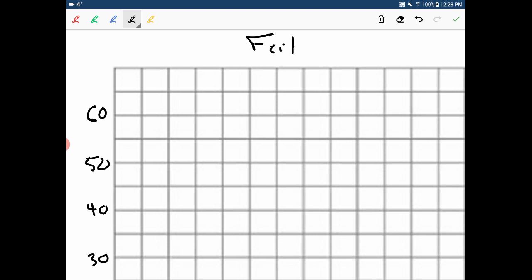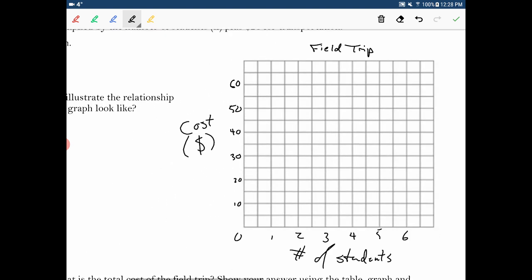I should spell field trip right. I before E, guys. I before E. Field. That looks wrong. But it isn't, probably. It's probably right. It is right.